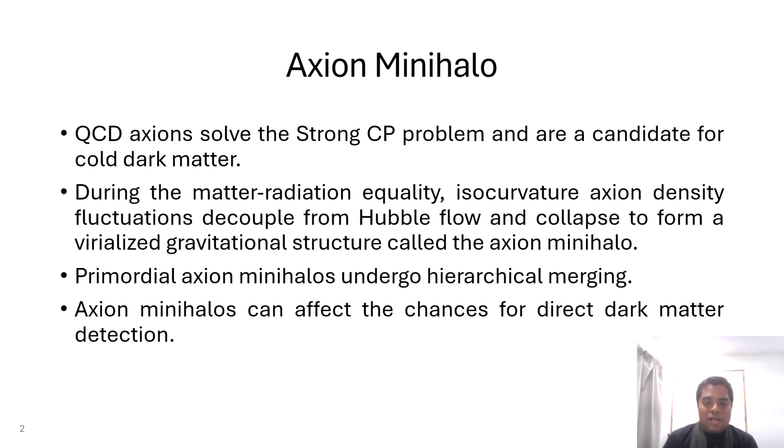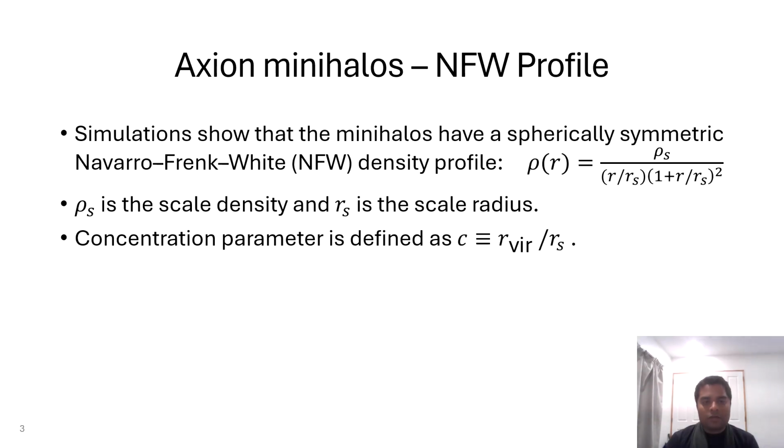Now, these primordial axion minihalos that are formed from initial spherical collapse undergo hierarchical merging to give rise to larger axion minihalos. And it is these larger axion minihalos that we expect to survive until today. We are interested in these minihalos because they affect the chances for direct dark matter detection experiments here on Earth.